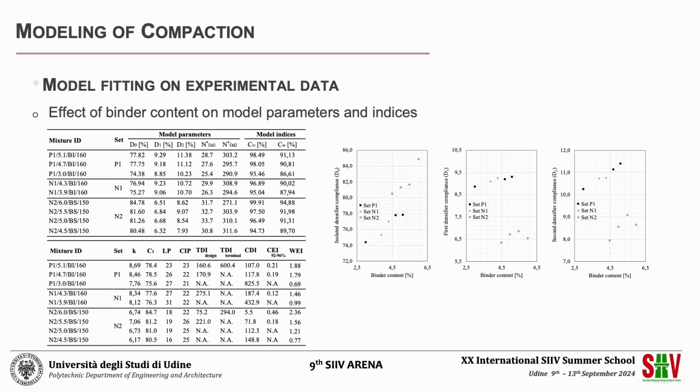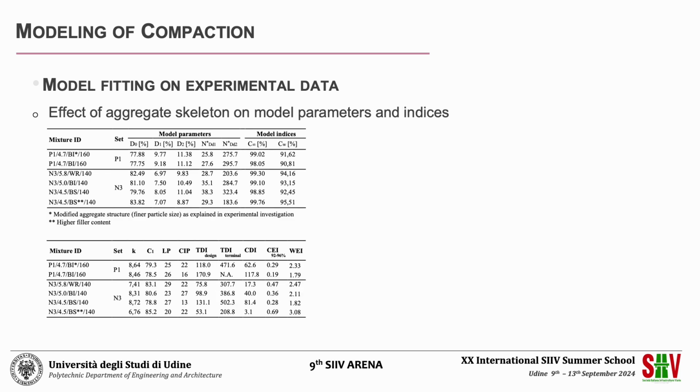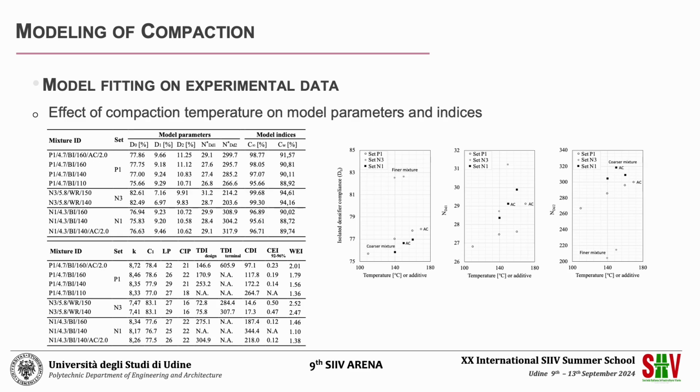As you can see, in the variation of binder content here, increasing the binder content always increases the initial compaction, meaning D0. The coarser aggregate skeleton shows lower initial compaction, and finer aggregates reach the full capacity of the densifier at a lower number of gyrations, which means NDD1 is lower. When we check the compaction temperature, again we see higher compaction temperature gave us higher initial compaction, D0, and the other parameters are affected by this.